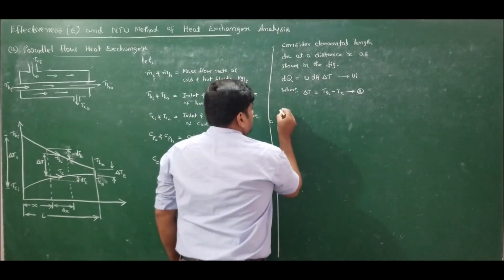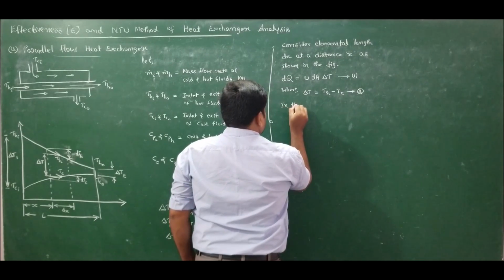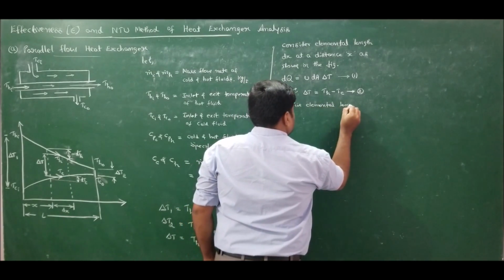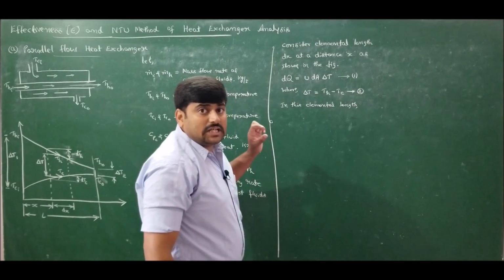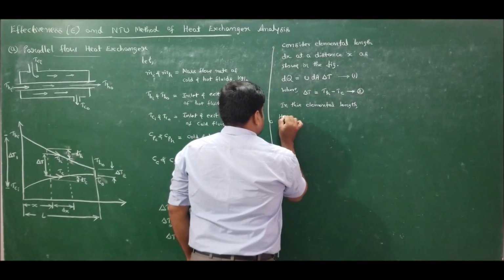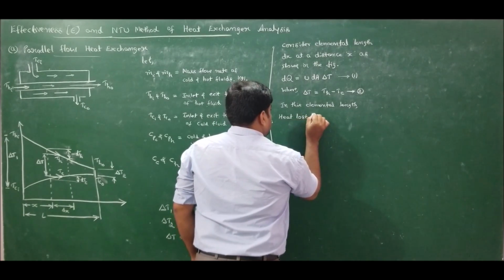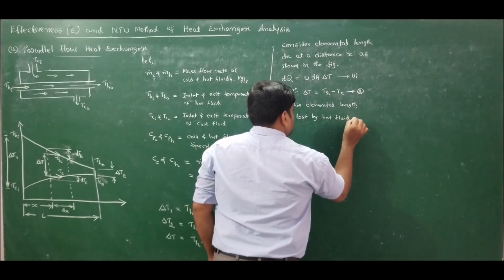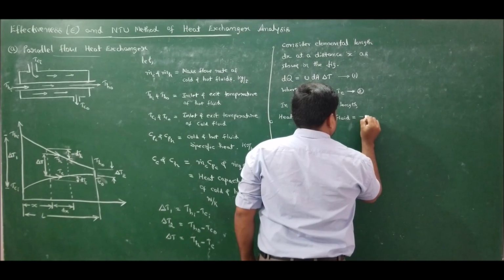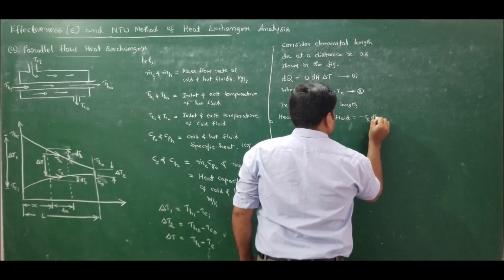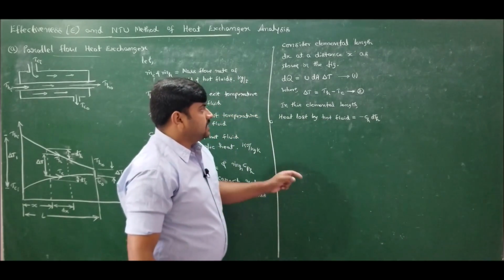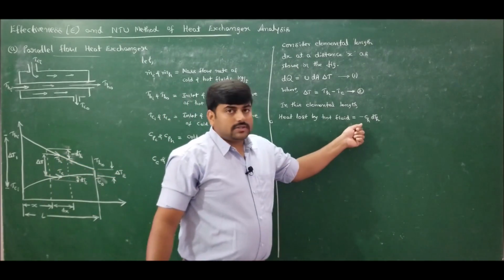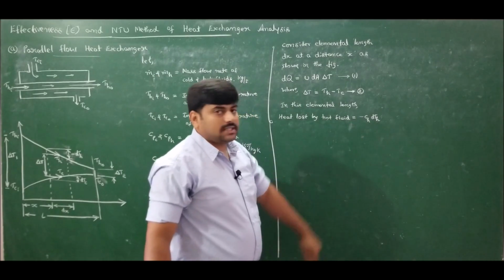Now, in this elemental length, what is the heat lost by hot fluid? Heat lost by hot fluid is minus CH dTh. Correct? M dot H, CPH, dTh. Whereas dTh is negative because it is losing heat. M dot into Cp is nothing but heat capacity rate. Therefore, it is minus CH dTh.